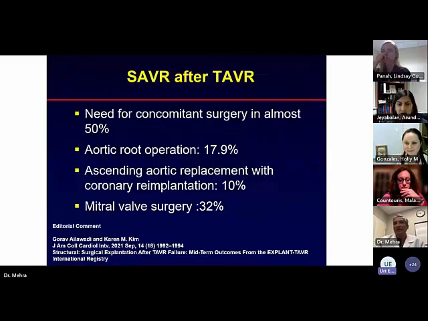So in this particular registry, the need for concomitant surgery, apart from the aortic valve replacement, was around 50%, and that involved mitral valve surgery in 32%, ascending aortic root replacement and coronary reimplantation in 10%, and some form of root operation in around 18%. So there is significant injury to the surrounding tissue, especially with the self-expanding valve, where the aortic wall injury will be higher. But even with a self-expanding valve, you will have a mitral valve injury, which may need surgery in the future if you do a SAVR in TAVR.